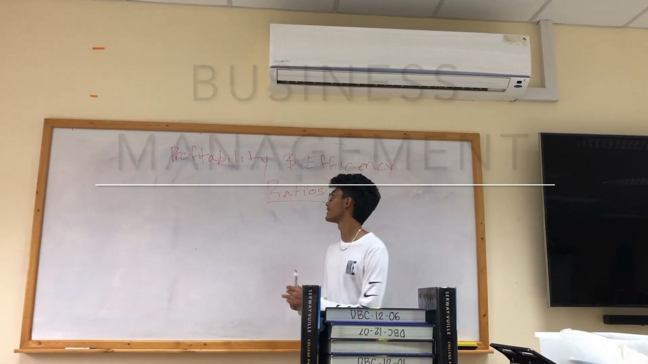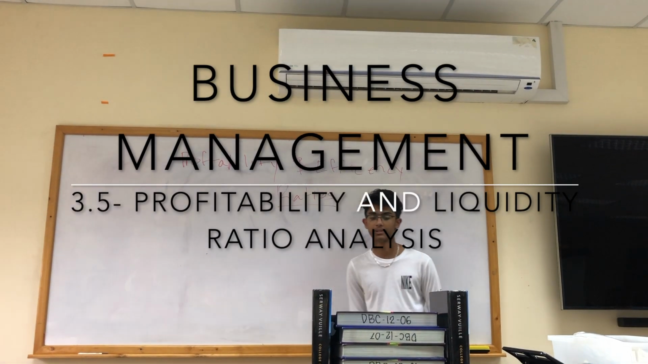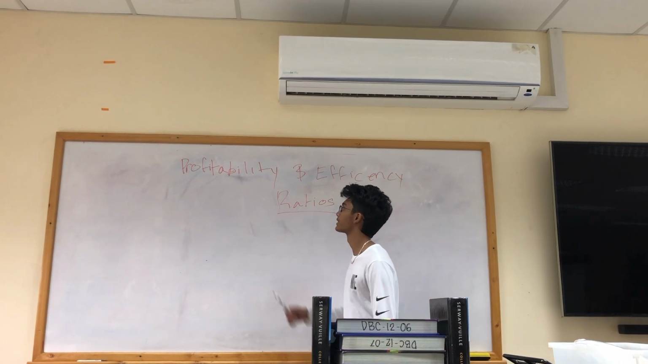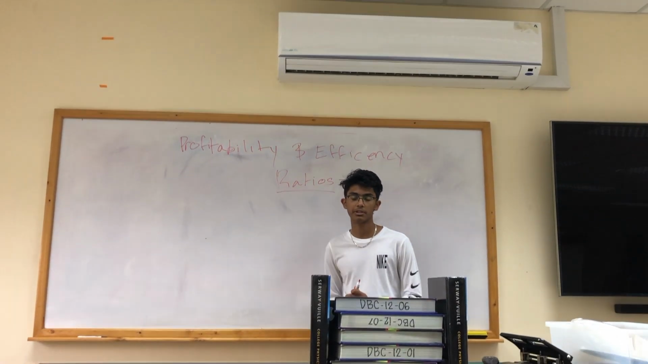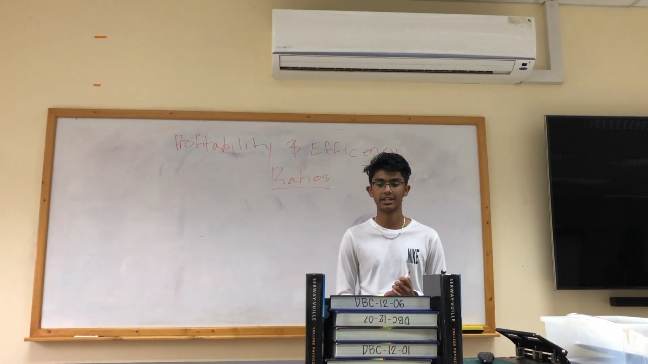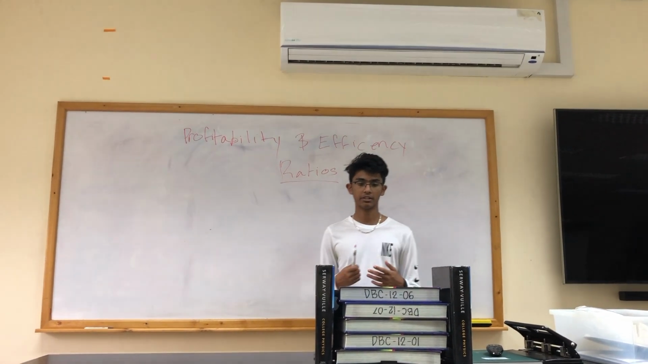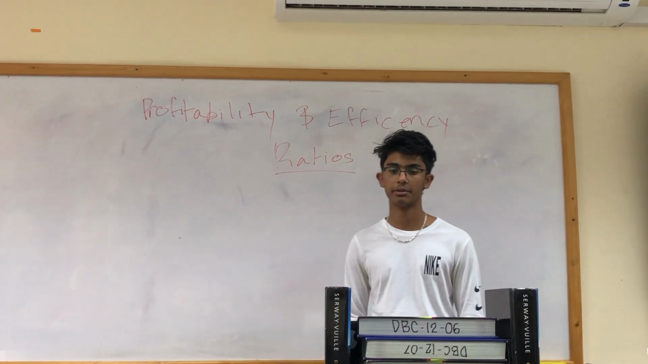Welcome to IB Business HL, and we're going to talk about profitability and efficiency ratios. This could be on your upcoming topic 3 test. So profitability ratios show a company's overall efficiency and performance. They are divided into 2 types: margins and returns.